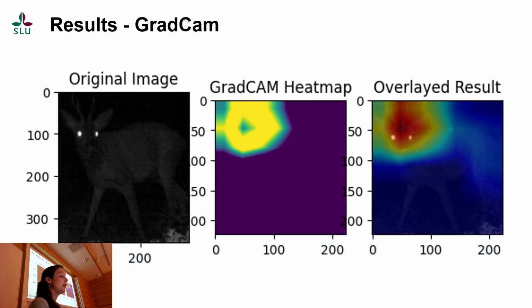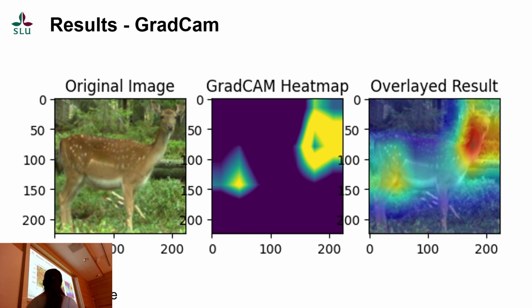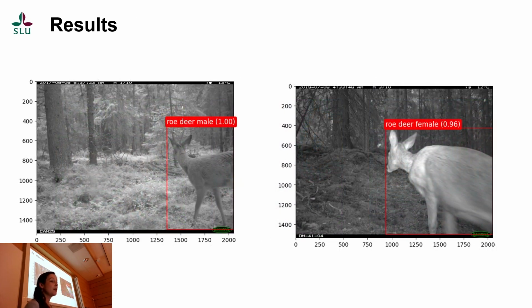We also included the Grad-CAM function to see what the model is actually looking at, and what you see here is the original image with the roe deer male, overlaid with the Grad-CAM. You see here that the model is focusing on the antlers to predict that this is a male. This is a fallow deer female, and here we see that the model is looking at the head, checking if there are antlers, but also, because there are no antlers, probably looking at if there's something at the penis.